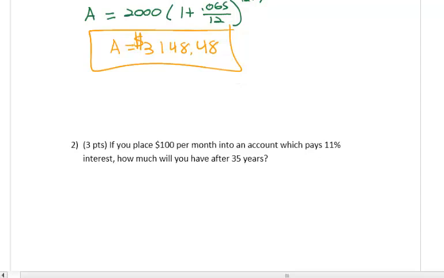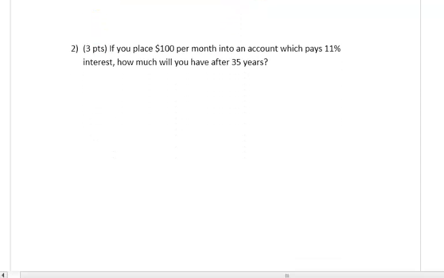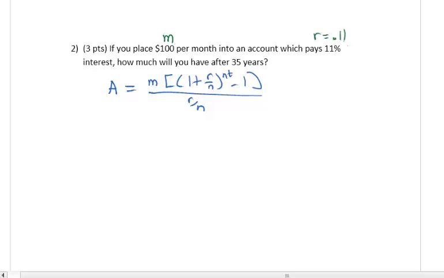Problem number 2 is a slightly different situation because we're placing $100 per month into an account. This is an investment. It is an annuity. The future value of the annuity is equal to the regular payment times 1 plus r over n to the nt minus 1 all over r over n. So the $100, that's the regular payment. The 11% is the interest rate. And 35 years is the time. And it's per month, so n equals 12.